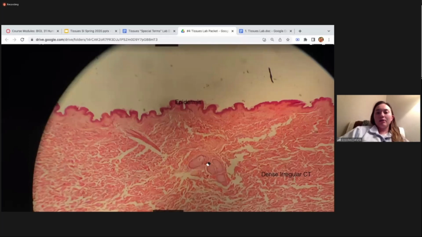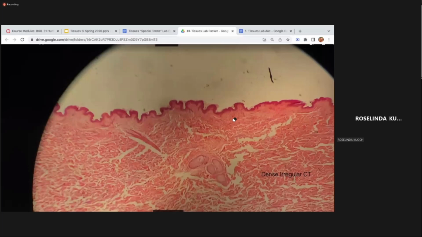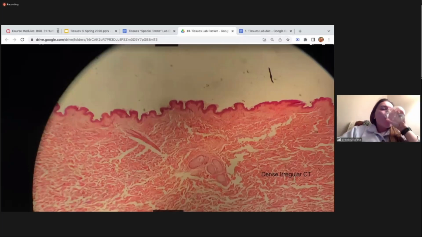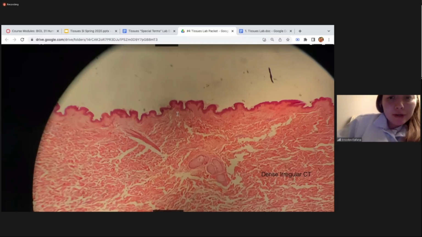So going back, Chris, can you identify the papillary on that, please? Sure. You mean the papillary layer, right?